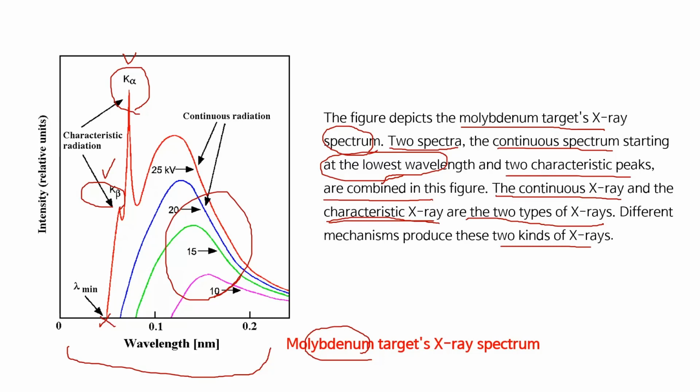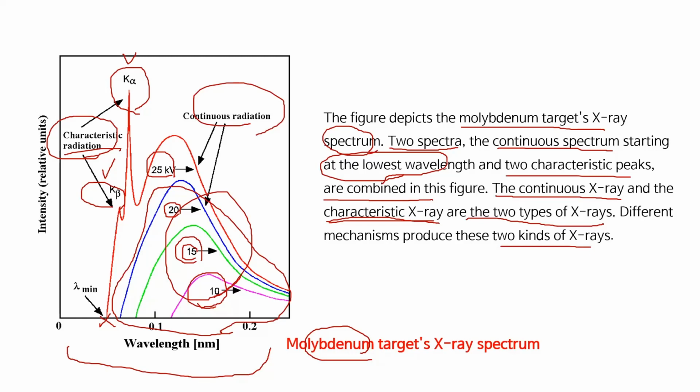If you use relatively low voltage, so 10 kilovolt and 15 kilovolt and 20 kilovolt, in those cases, we have only continuous X-rays. However, if you use 25 kilovolt, then we have characteristic X-rays with continuous X-rays.